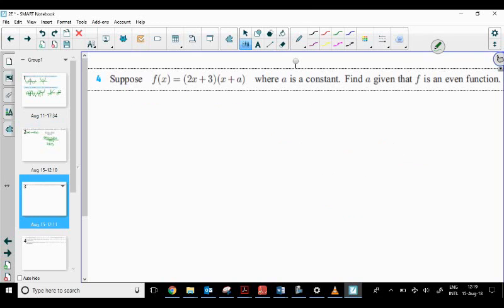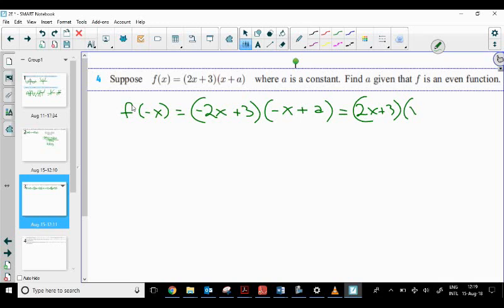Here's another easy one. We're told that this is an even function this time, and we just want to figure out what a is. So again, I'm just going to ask myself, what is f of negative x? That's going to be negative 2x plus 3 times negative x plus a. But that has to be equal to f of x. So that's equal to 2x plus 3 times x plus a. All right, let's multiply some things together and see what we get.